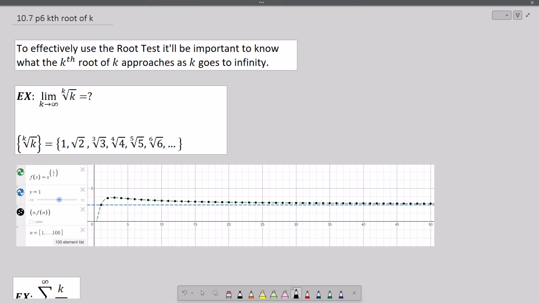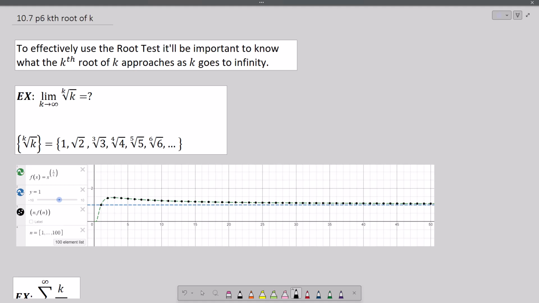Because we have to do something here. And this k is in the power, like k to the 1 over k. How do you get a power to come down in front? Oh, you take a log. So we're going to use the log limit process.